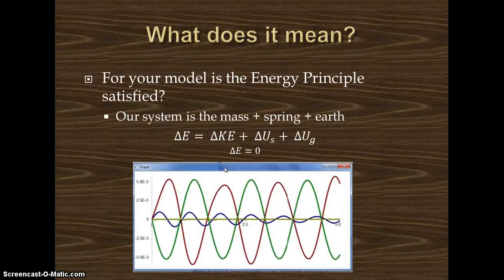For your model, is the energy principle satisfied? Looking at this graph, we can see that our system satisfies the energy principle, which states that work done by the surroundings should equal the change in energy of the system. Because we include everything in our system, the mass, the spring, and the earth, there will be no work done by the surroundings. Our total energy change should be 0, which we see is true from the yellow line on the graph, meaning that energy is conserved.